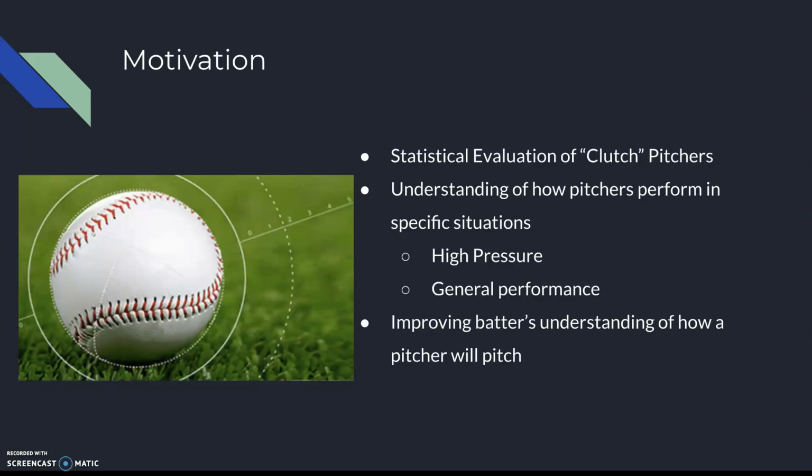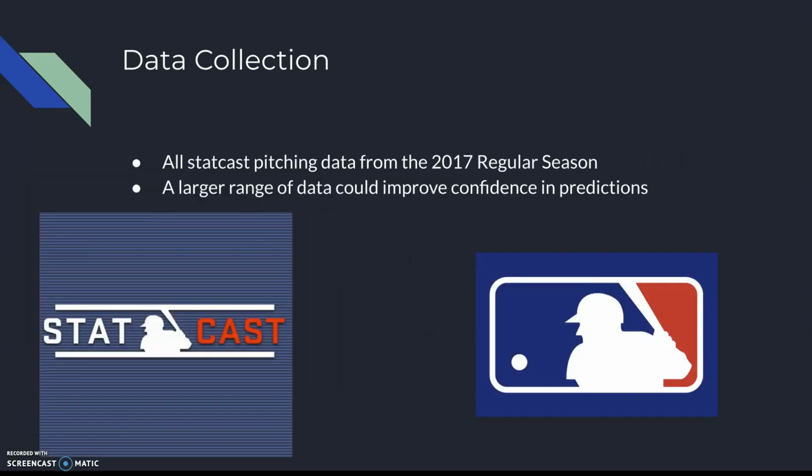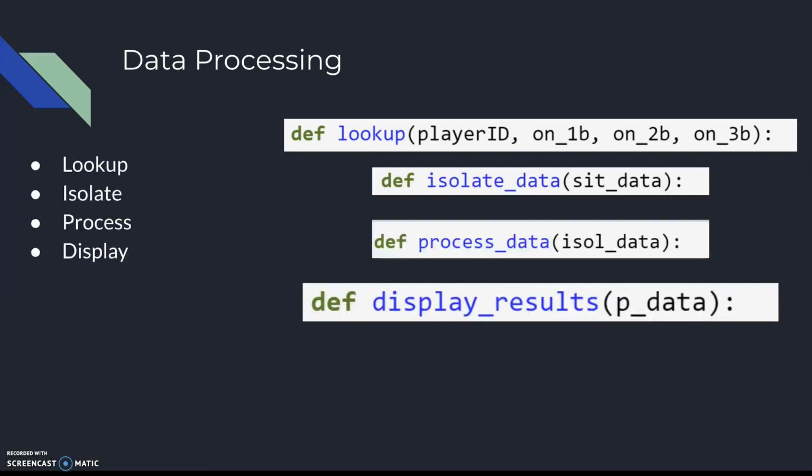For my data, I took all of the pitching data generated by StatCast for the 2017 regular season. If a user was to use a larger pool of data, the results would be even more confidently supported. As far as the code goes, the data processing happened in 4 steps.